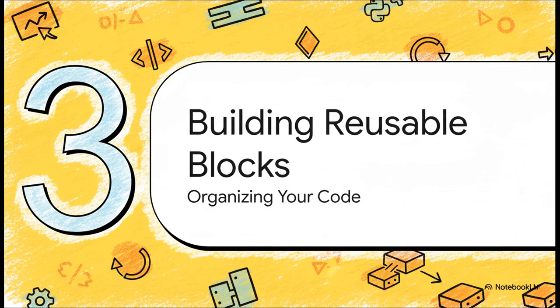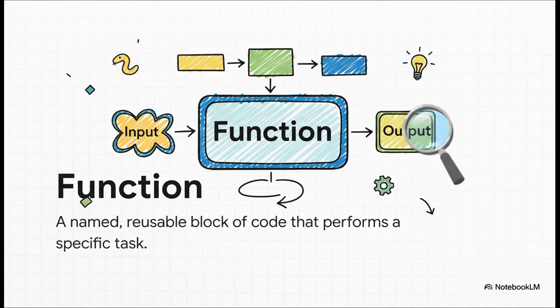Okay, so we've got data, we've got logic, and we've got loops. That's a great start. But as our programs get bigger and bigger, how do we stop our code from becoming a giant tangled mess? Well, the key is organization, and we do that by building reusable blocks. And we do this using functions. A function is basically a named chunk of code that does one specific thing. The recipe analogy is perfect here. You write the recipe once, give it a name like calculate tax, and then anytime you need to calculate tax, you just call the recipe by its name instead of writing out all the steps every single time. It's all about writing code once and using it forever.